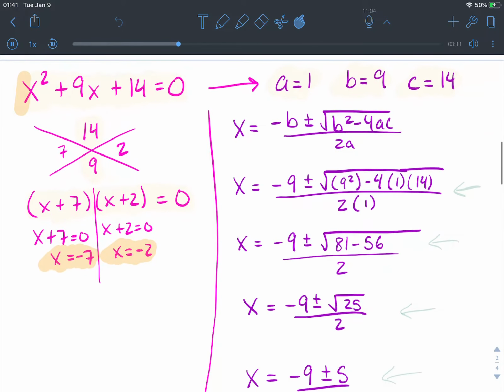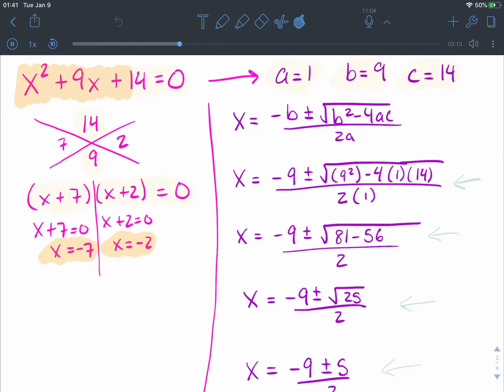Moving on, here is an example. We have x squared plus 9x plus 14 equals 0. And we put a times c, which is 14, on top, and b goes on the bottom. So what two numbers multiply to 14 and add up to 9? It's 7 and 2. So we write our equation, x plus 7 times x plus 2 equals 0. And when you separate them and you set them both equal to 0, you get negative 7 and negative 2.